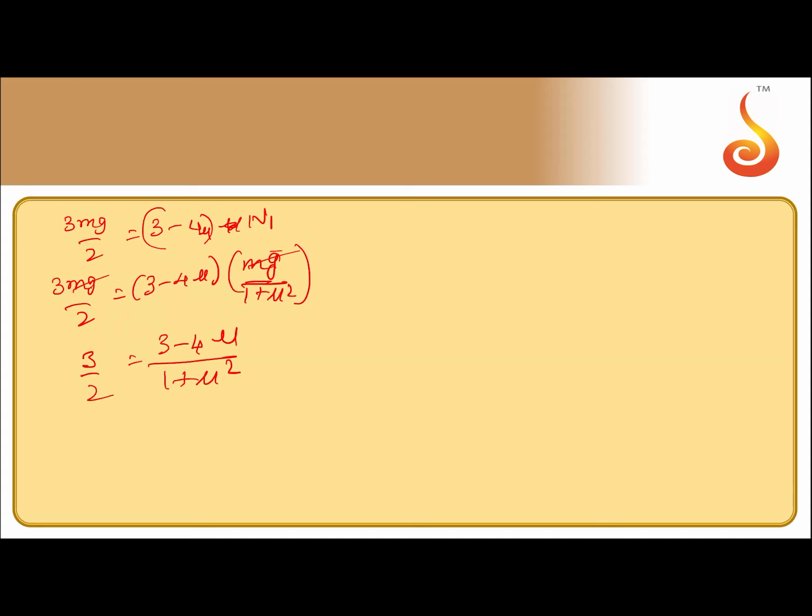We can simplify this quadratic equation, and I am not taking you through this simplification, I am writing the end answer. Mu turns out to be 1 divided by 3. So the coefficient of friction required for it to be in equilibrium is mu equal to 1 by 3.